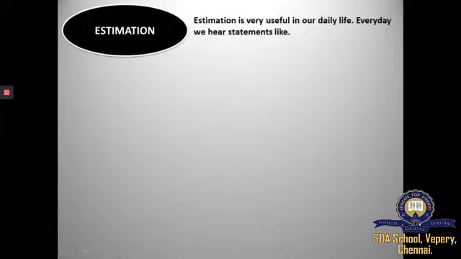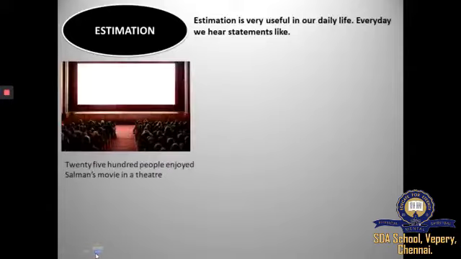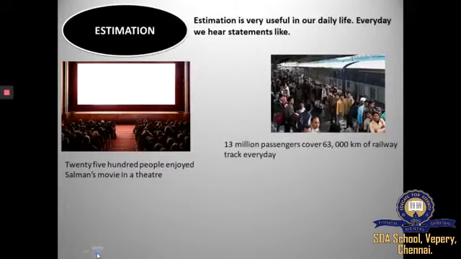Next we will see estimation of numbers. Estimation is very useful in our daily life. Every day we hear statements like 2,500 people enjoyed Salman's movie in a theater. 13 million passengers cover 63,000 kilometers of railway track every day.